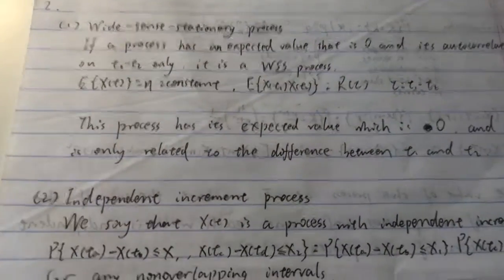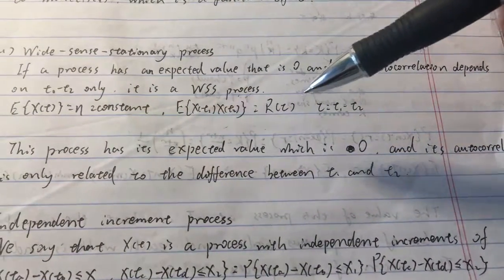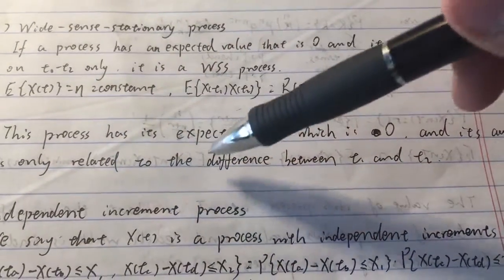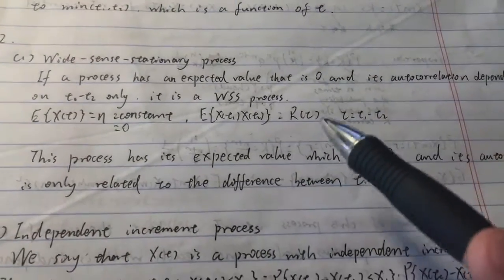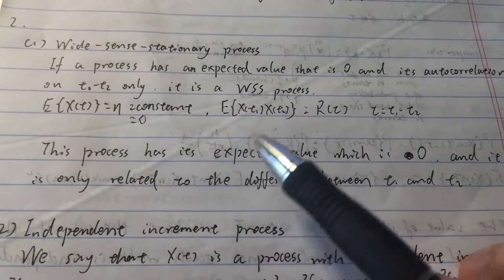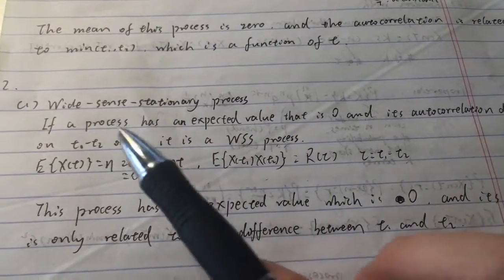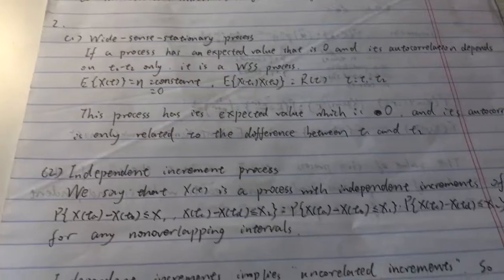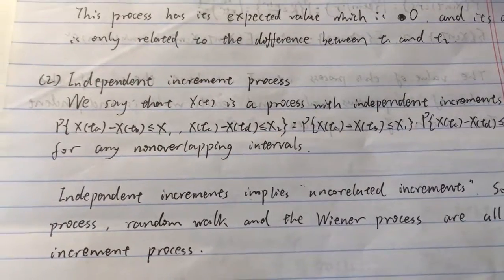So this process has a constant expected value, and its autocorrelation is only related to the difference between t1 and t2. And if any process has this kind of expected value and autocorrelation, it's a wide-sense stationary process. So that's the WSS process. The second one is the independent increment process.